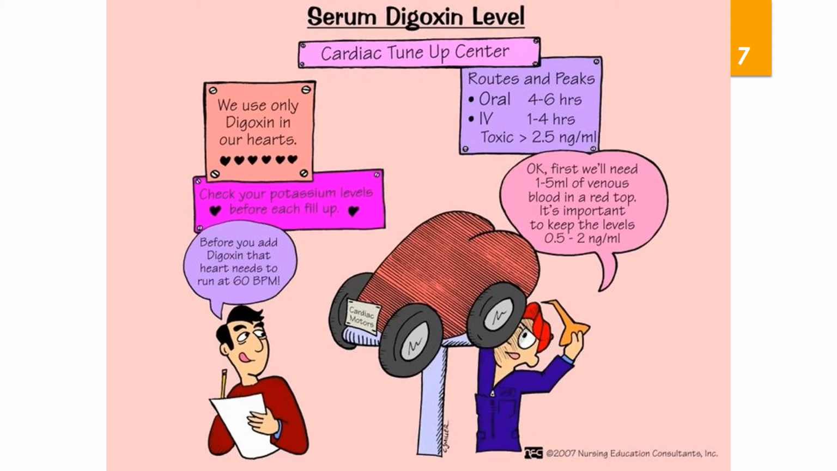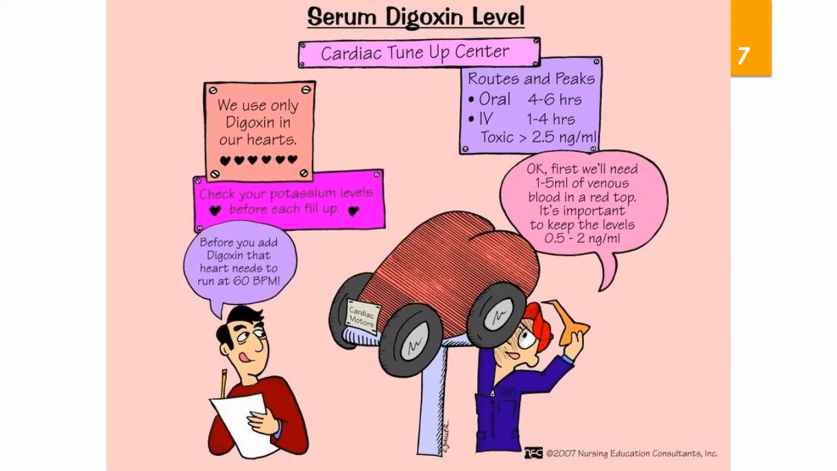We use only digoxin in our hearts. Before you give digoxin, the heart needs to be running at 60 bpm. Check your potassium levels before each dose. Digoxin decreases the heart rate, so you have to check that the heart rate doesn't go below 60 beats per minute, because if it is below 60 beats per minute, it leads to bradycardia, which is not acceptable.